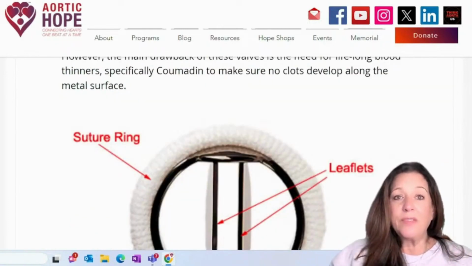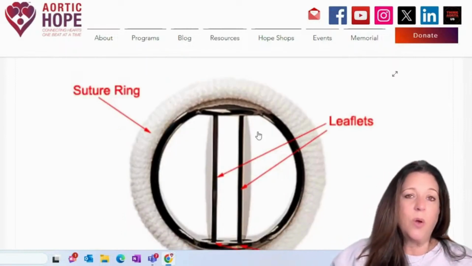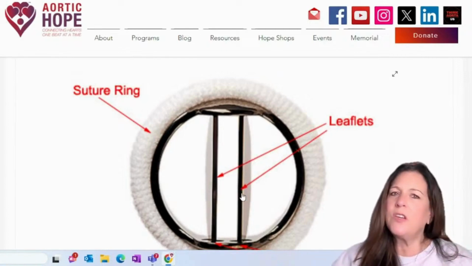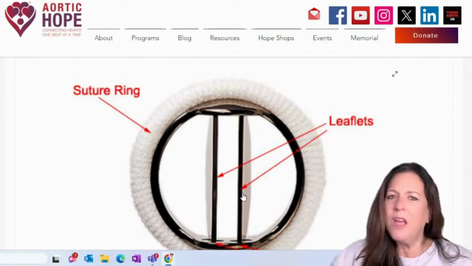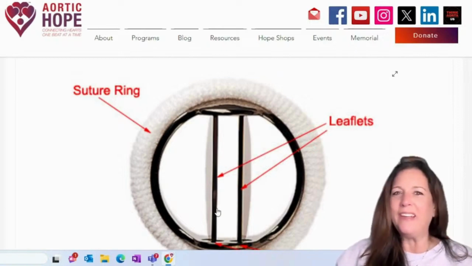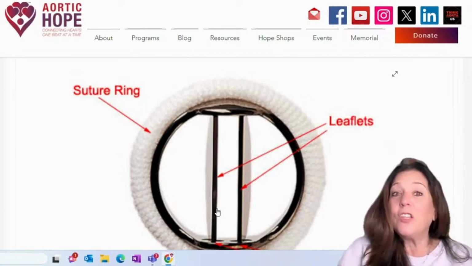Here's a mechanical valve. Here it is. This is the suture ring. So they put this in place of where your aortic valve is, and these are actually the leaflets. Interesting, right? Because we're born with 3 leaflets, unless you have a bicuspid, but this kind of looks like 2 leaflets. So I don't even get how we take out a 3 and we put in a 2. And it doesn't even look like triangles.